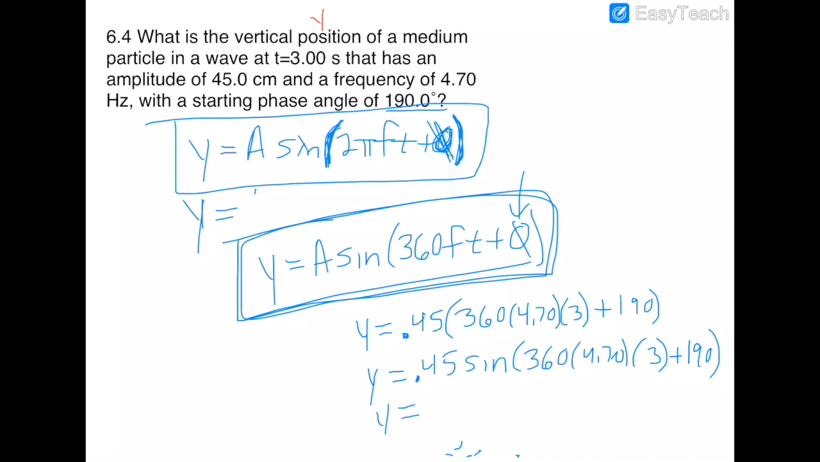Okay, and that y, if you plug all that in, I got about negative 0.32 something meters. So it'd be negative 32 centimeters was my y position. So it's on the downward drop in a wave. It'd be negative 32 centimeters down. So we can use this equation, we're going to use this equation.